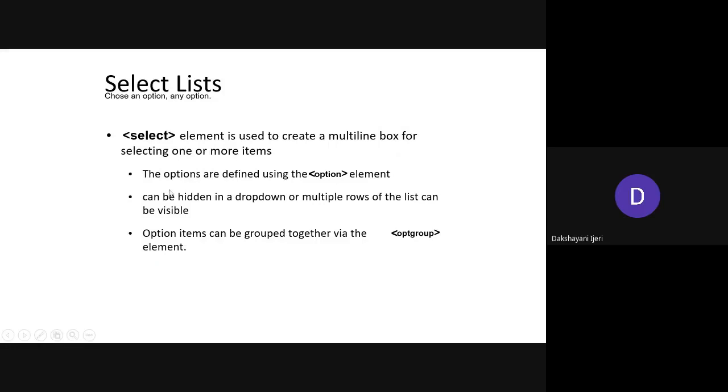Let's see how to use it and what the different attributes are that you can use with this select element. The select element is used to create a multi-line box for selecting one or more items. And as usual, in order to add options to the select, you have to use the option element. If you have more options to be created, and you want to group them into a particular category, you can do that using the optgroup element.